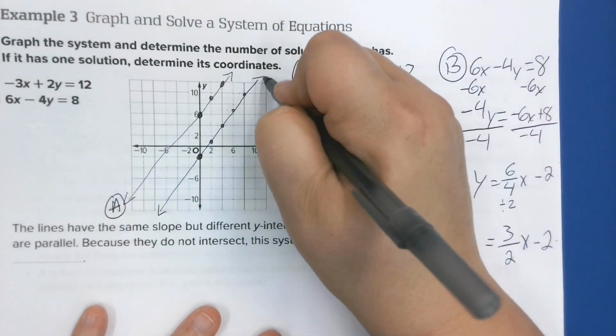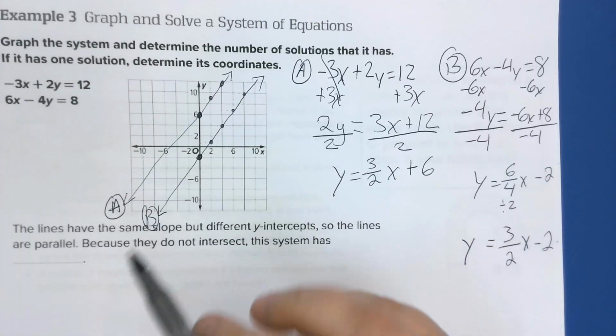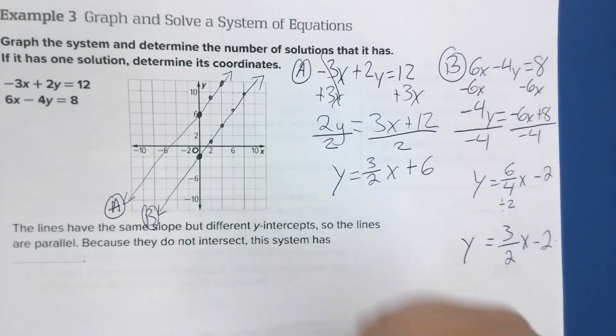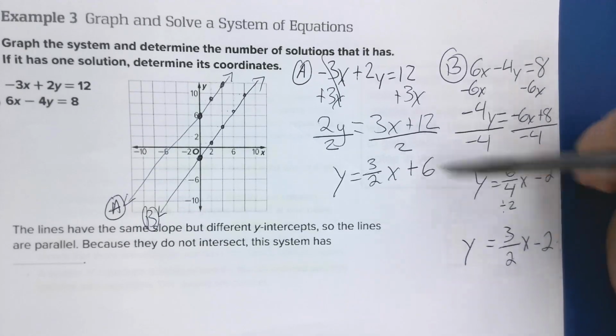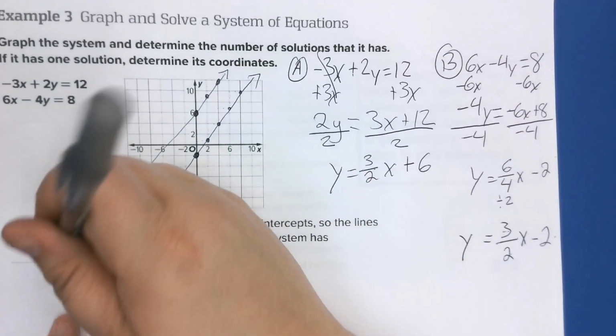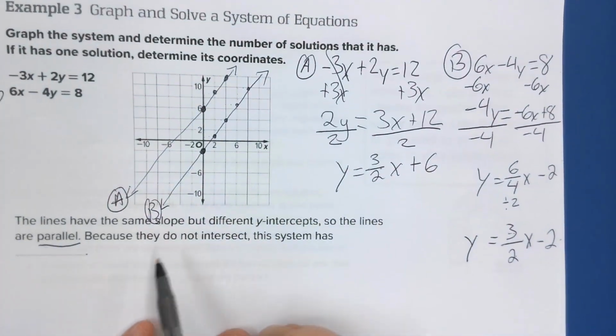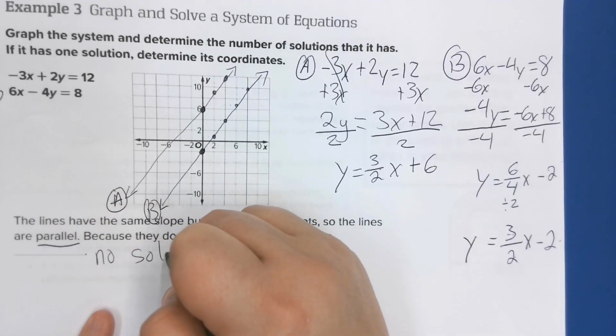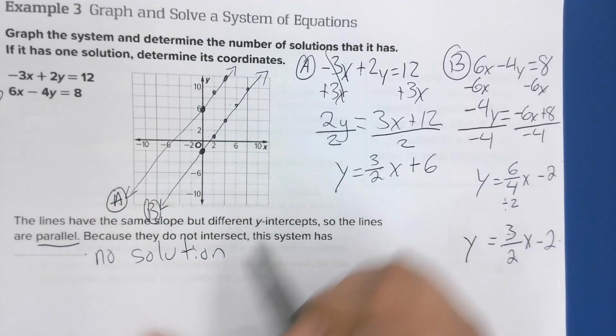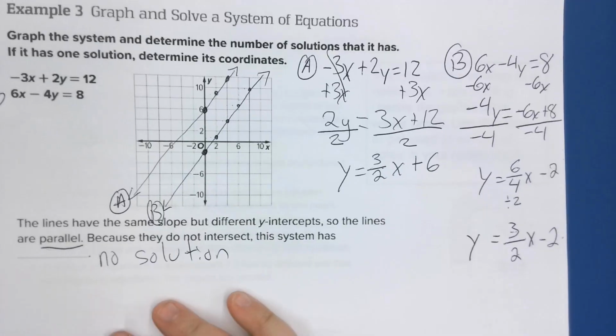So I know two things here. I see that on my graph they never cross. I can see that they have the same slope. So therefore these lines are parallel. And because they never intersect, this has no solution. There is no solution to this problem.